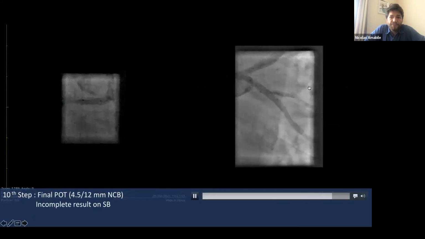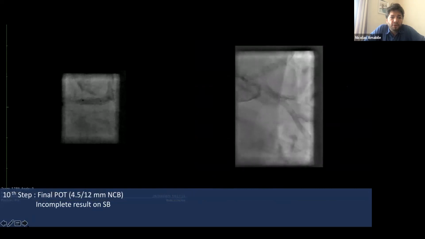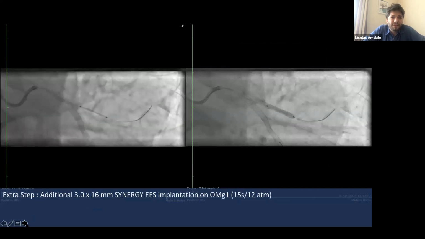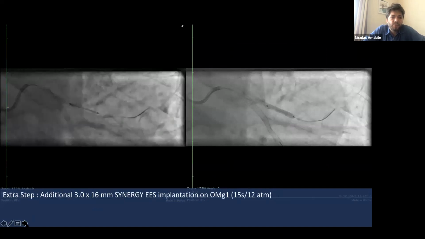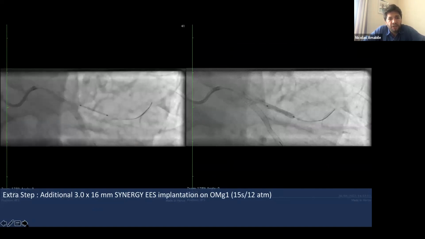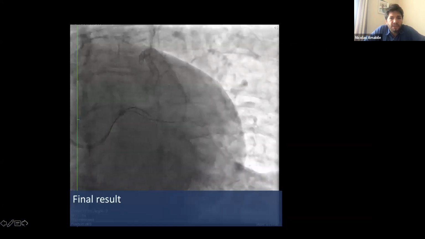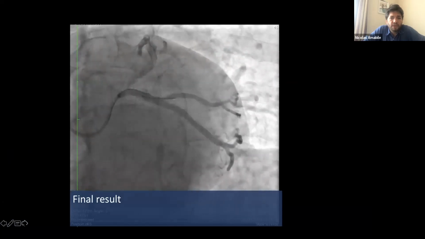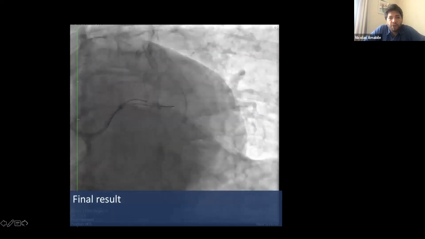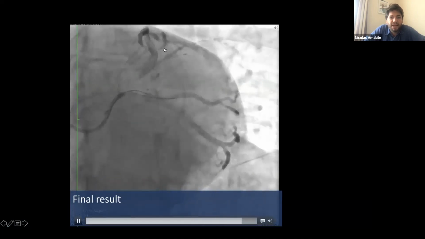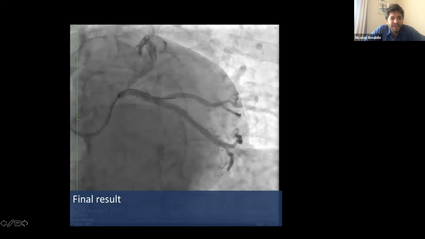However, you see that there was an incomplete result on the side branch, so we decided to cover with an extra stent. And the beauty of this DK crush technique is that the side branch ostium is so widely open that there was absolutely no difficulty to cross the bifurcation with this stent and implant this additional 3.0 per 16 Synergy everolimus stent. That was the final result, and I think we were pretty pleased. But as you can see, this guy has a lot of metal in his arteries.